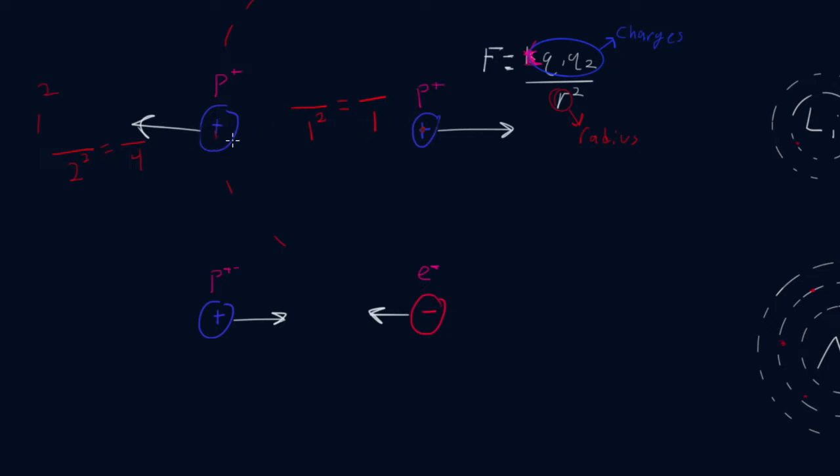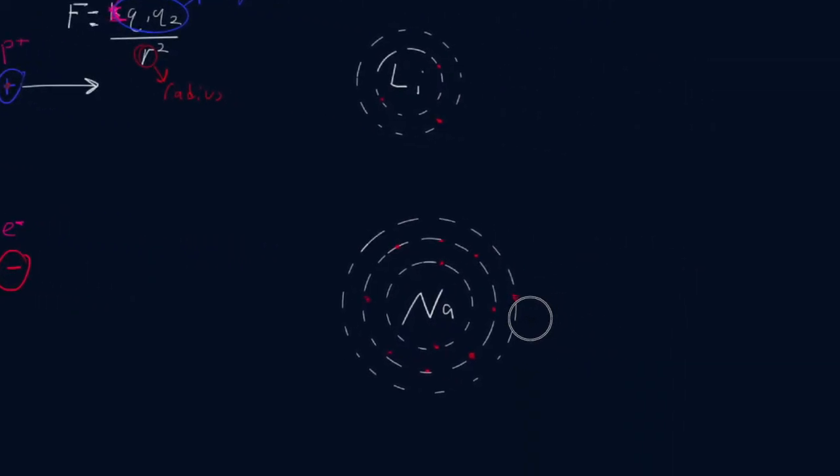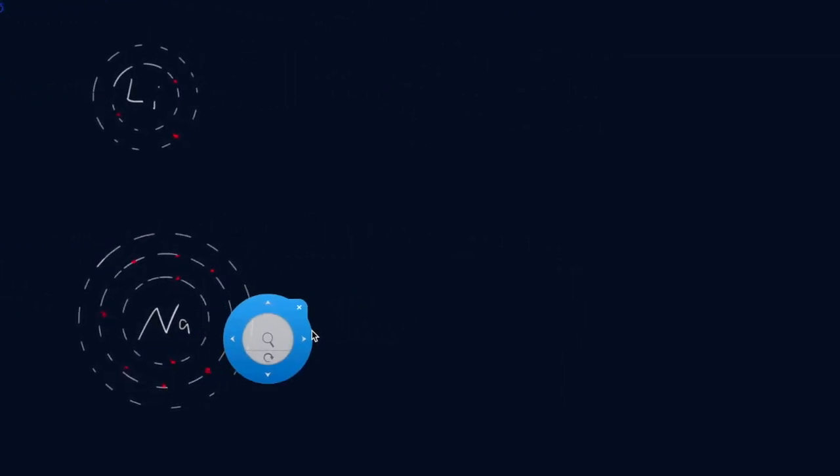So the protons are going to push each other away. In fact, the only reason protons stay together in the atomic nucleus is because the neutrons are there to hold them tight. So let's look at some atoms here. I've got these two drawn out. I've got a lithium atom and I've got a sodium atom.